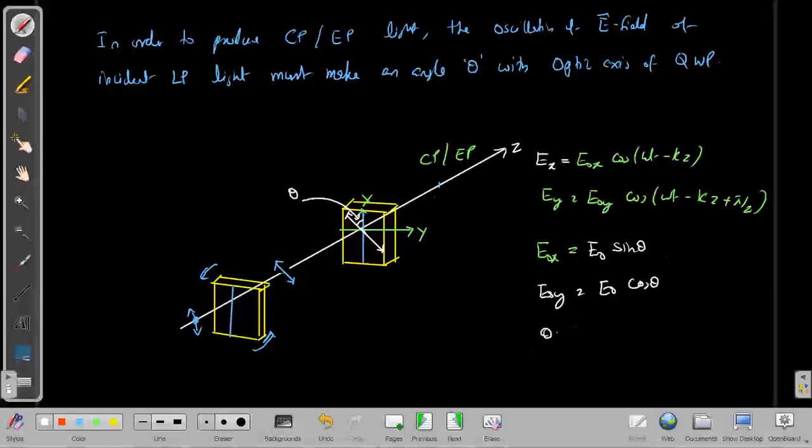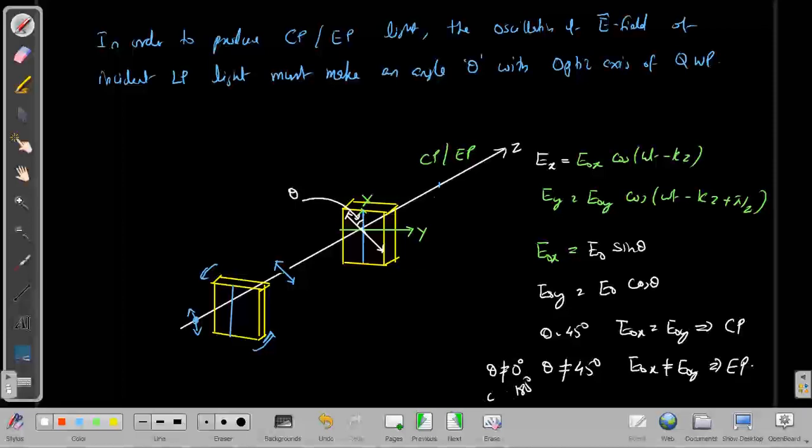So when theta equals 45 degree, then E0x must be equal to E0y. So that would give circular polarized light. If theta is not equal to 45 degree, then E0x is not equal to E0y, and that will lead to elliptically polarized light. Remember, this theta should not be 0 or 180 degree also. Okay, so I think this gives a clear understanding of how we can produce circular polarized and elliptically polarized light.